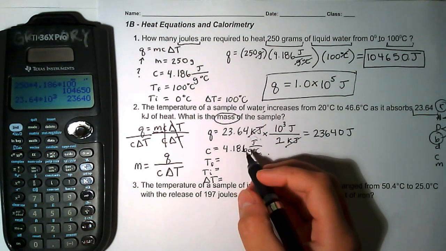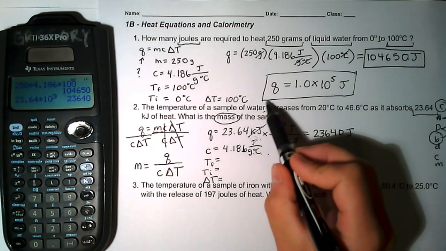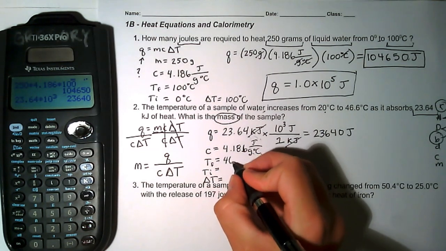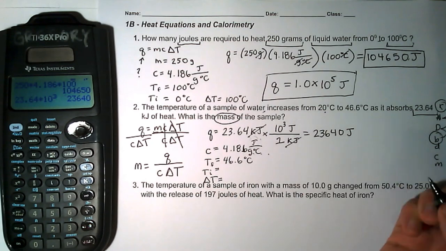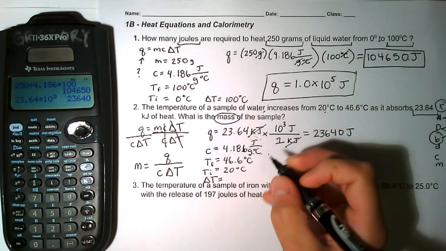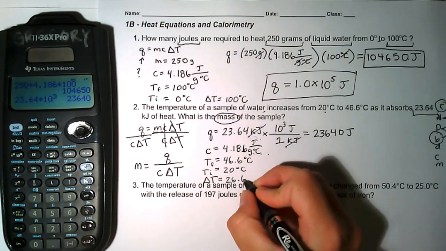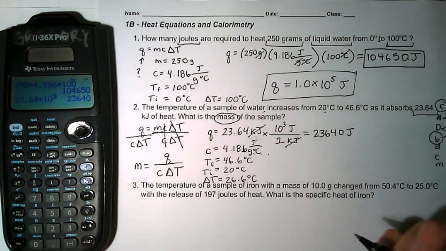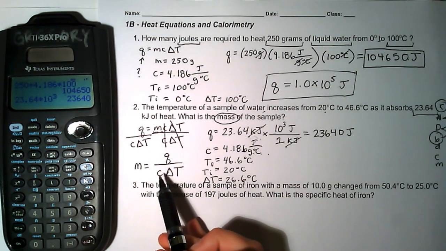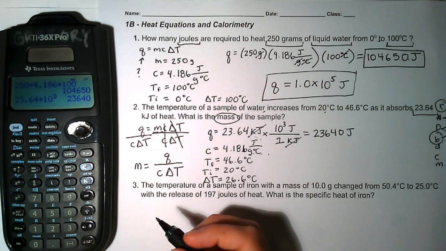So moving on, we have our value of C. Now we need our T final. The temperature of the water increases from 20 degrees to 46.6, so our final temperature is 46.6 degrees Celsius, and our initial temperature is 20 degrees Celsius. So 46.6 minus 20 gives us 26.6 degrees Celsius as our delta T value. Now we have all of our values, we just need to substitute back into our equation, which we've already rearranged, so this is really just substituting in now.